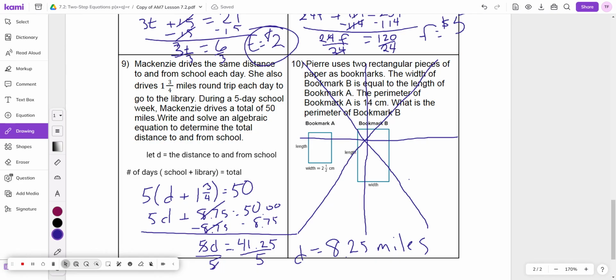So I do my distributive property, which gives me 5D plus 8 and 75 hundredths is equal to 50. Subtract 8 and 75 hundredths from both sides. That gives me 5D is equal to 41 and 25 hundredths. Divide both sides by 5, and that gives me 8 and 25 hundredths, or in other words, 8 1/4 miles.